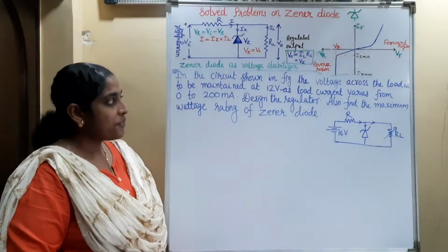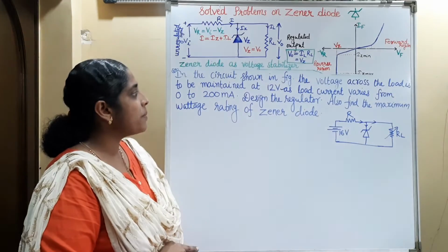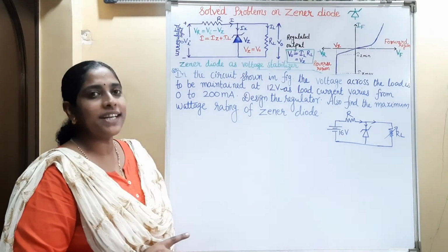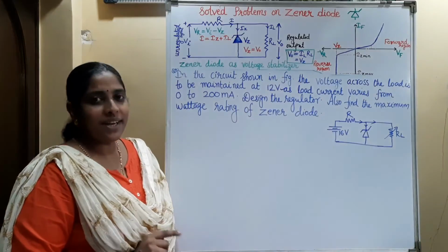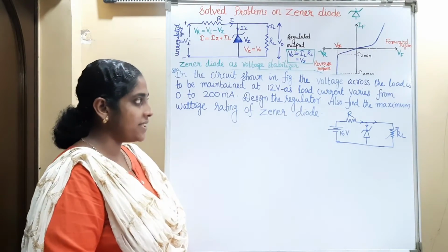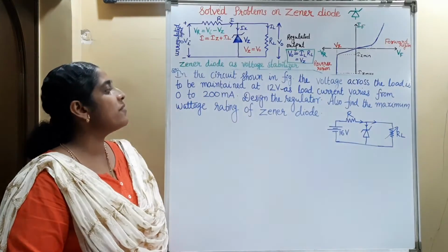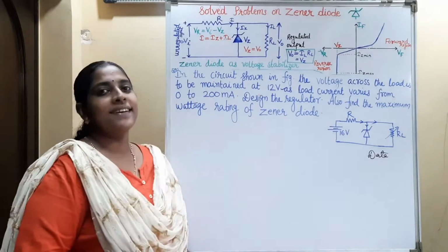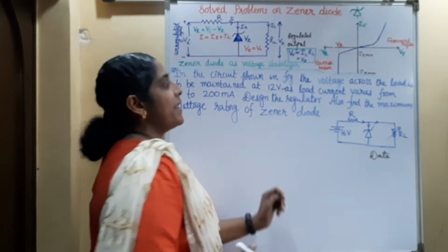In the circuit shown in figure, the voltage across the load is to be maintained at 12 volt as load current varies from 0 to 200 milliampere. Design the regulator. Also find the maximum wattage rating of Zener diode. The voltage across the load is to be maintained at 12 volt.